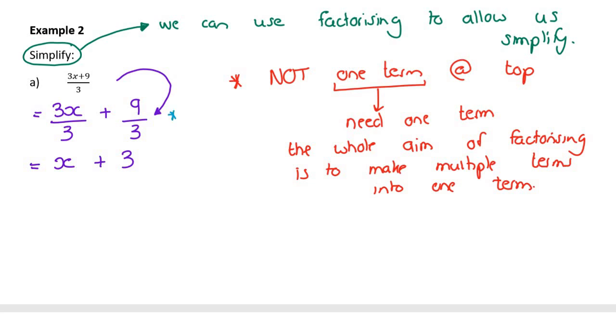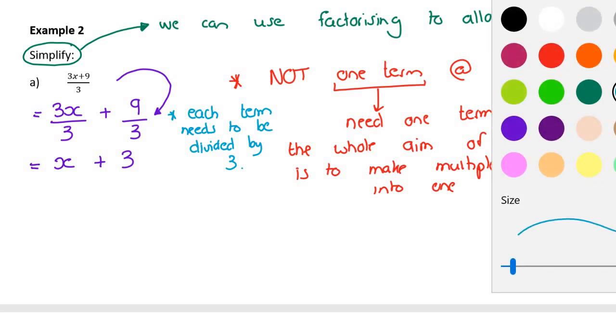So I'm just going to write myself a note here. Each term needs to be divided by 3. So this is a perfectly acceptable way to do this question. Now the only problem with doing it this way is that very shortly I'm going to show you an example of where you can't do this. And so in actual fact we prefer not to do it this way.